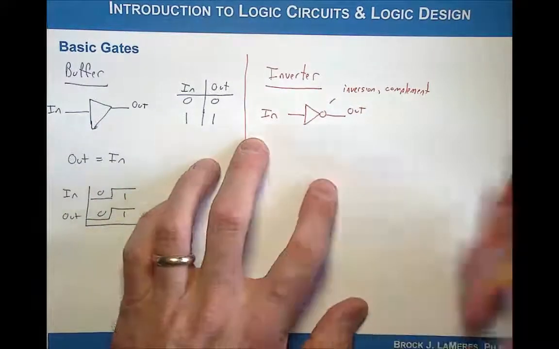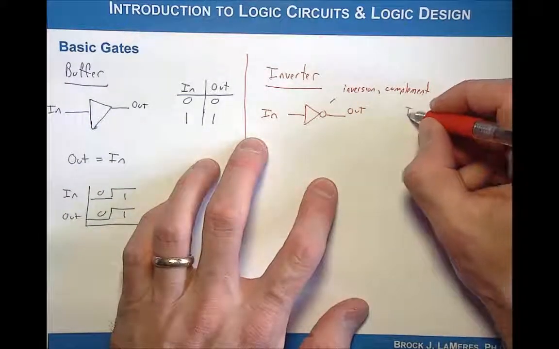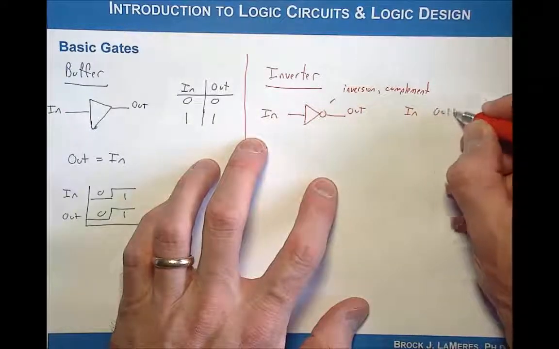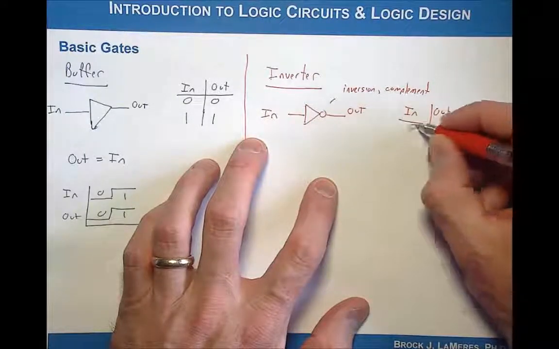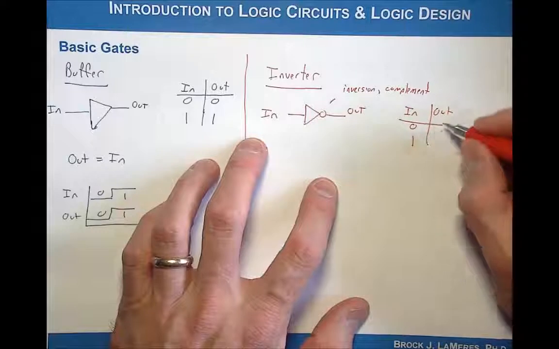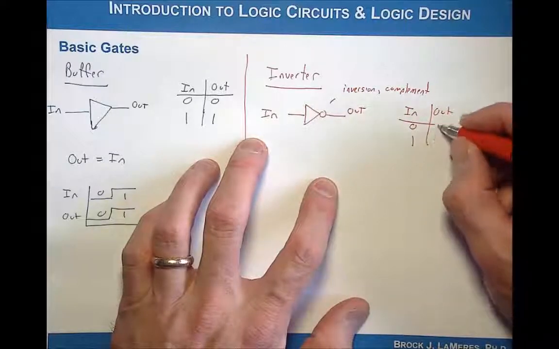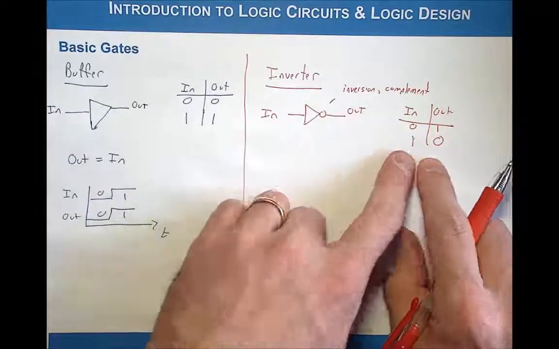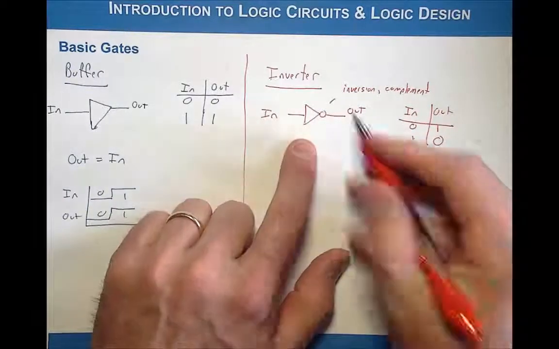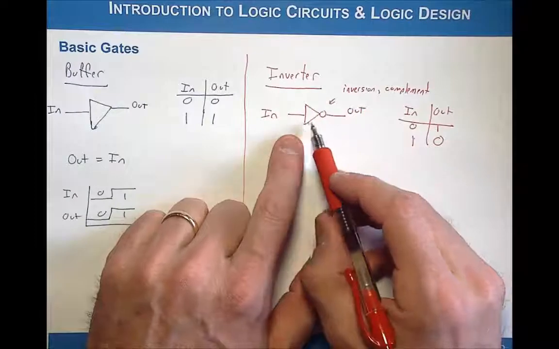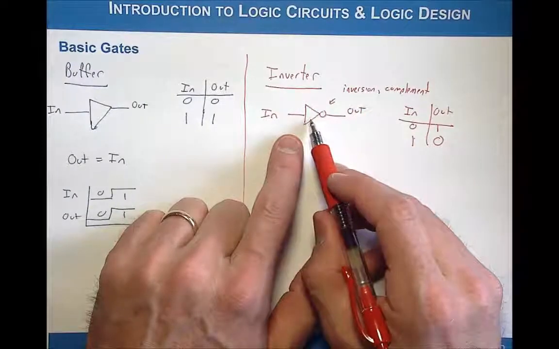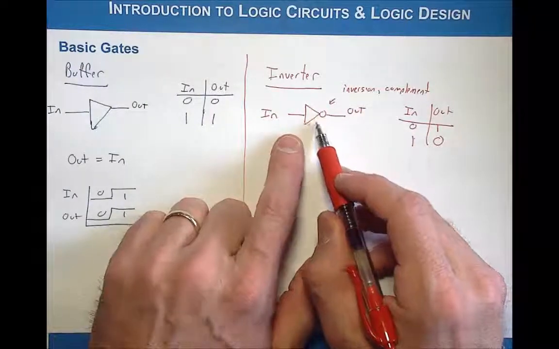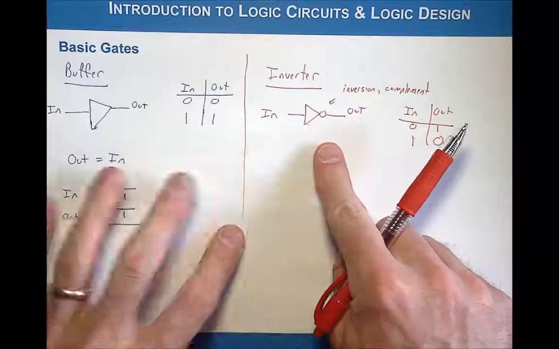So the truth table of this would simply be one input, one output, and the possible codes would be 0 and 1, and then the outputs would simply be, if I had a 0, I would invert it to a 1, and if I have a 1, I'd invert it to a 0. So that's the truth table for an inverter. If you look at the symbol, I see this triangle with the inversion bubble on the output, and I know immediately what this basic gate does.